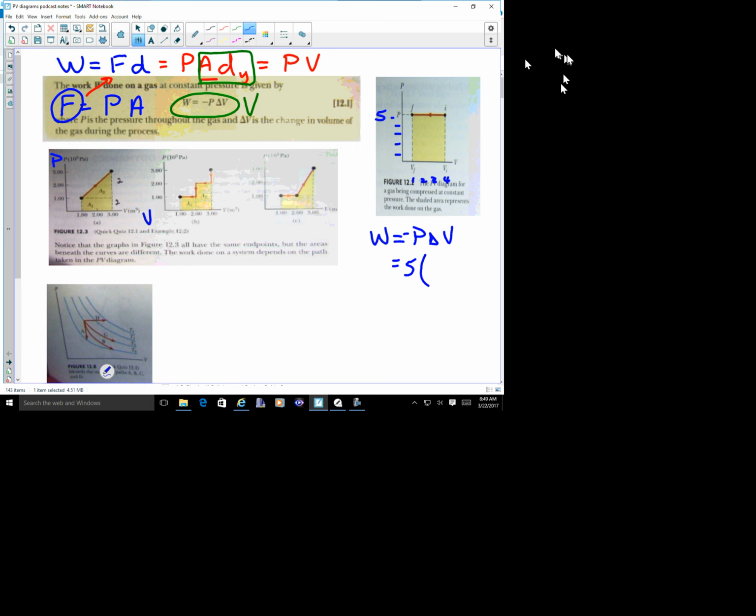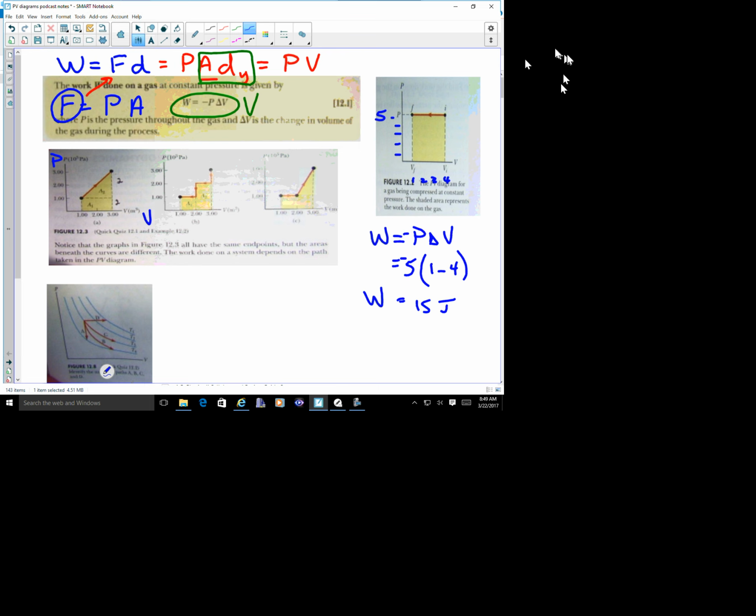Now the final volume was 1. We're going to subtract that from the initial volume, which was 4. So therefore, I'm going to get 5 times a negative 3. But you got to remember that's negative P times delta V, so it's actually a negative 5 times negative 3. So that means the work done on this gas ended up being 15. We'll just say it's joules because work is measured in joules. Okay? So it's that easy to do. You just find the area under a curve.